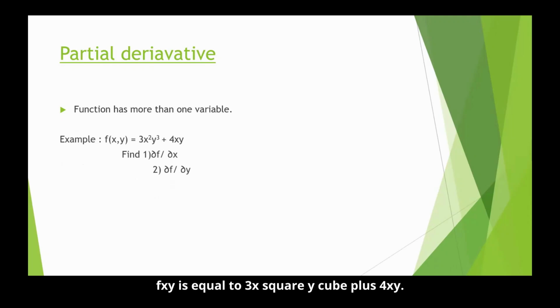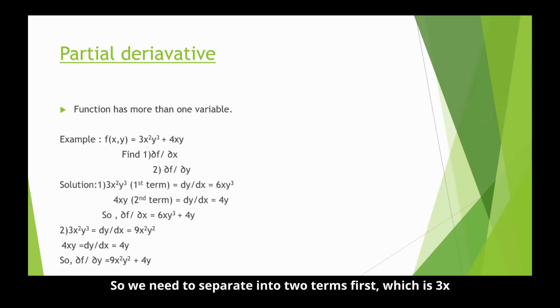f(x,y) is equal to 3x squared y cubed plus 4xy. So we need to find the partial derivative of x and the partial derivative of y. So we need to separate into two terms first, which is 3x squared y cubed as the first term and 4xy as the second term. So first we treat y as constant and differentiate each term.